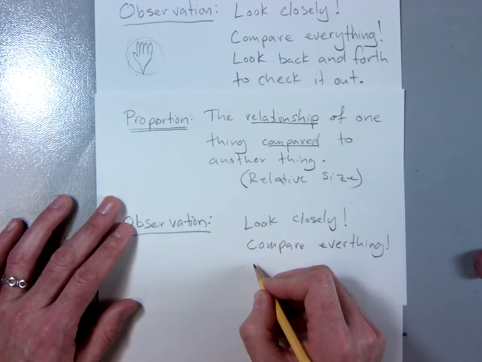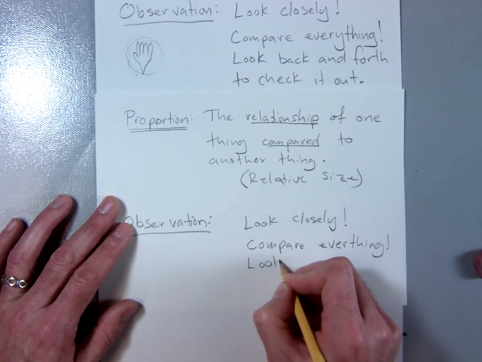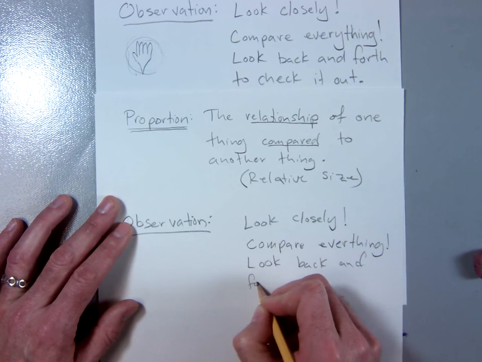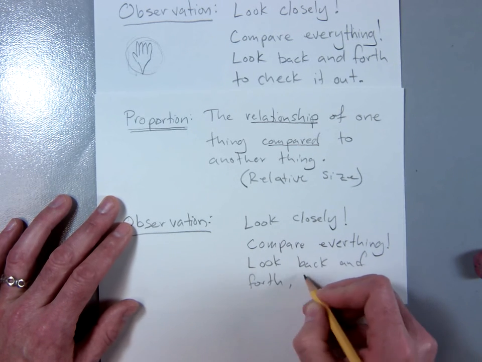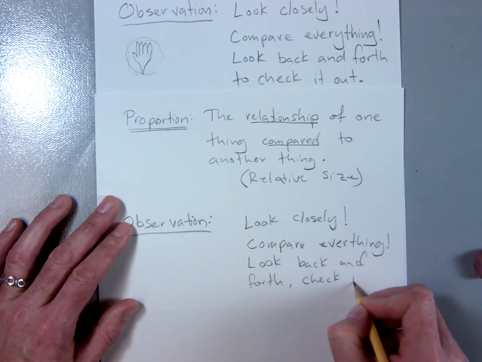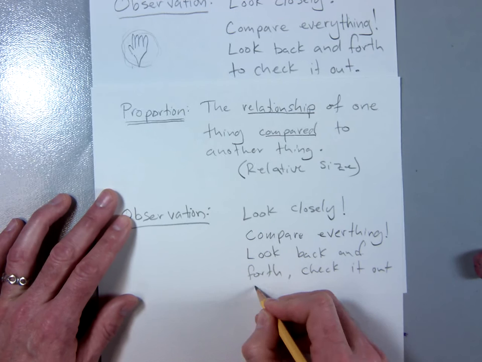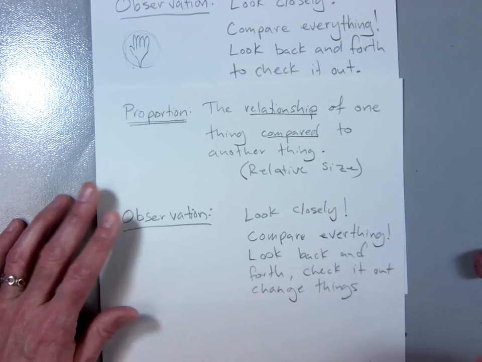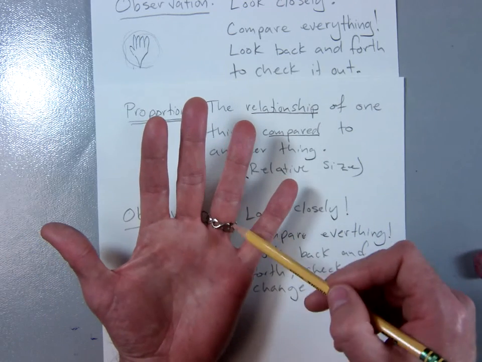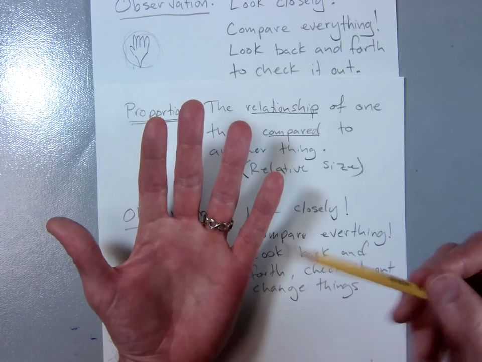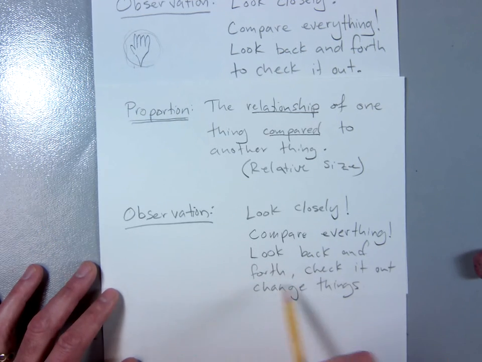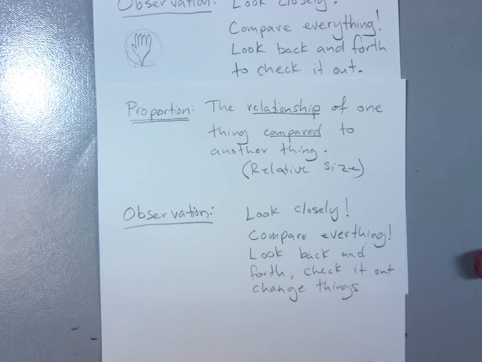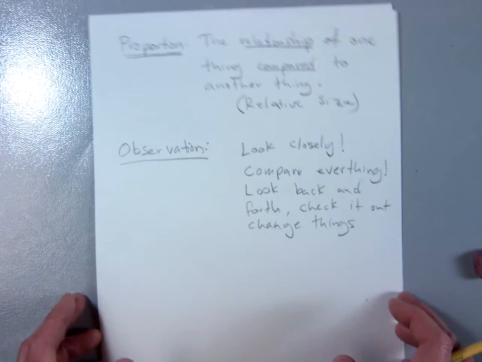And then to compare, you're going to need to look back and forth and change things. Check it out and change things. You're not always going to get it right the first time. When you start drawing, it's going to be wrong a couple times, and you're going to have to erase it, look back and forth, check it out, and change things so that you get things looking right. So finish copying down those two definitions.